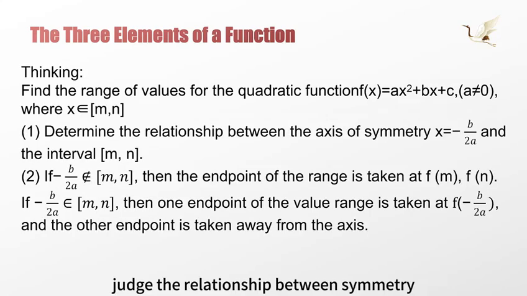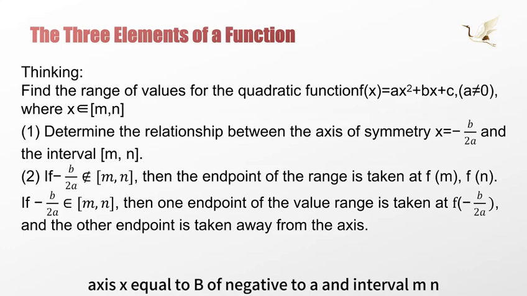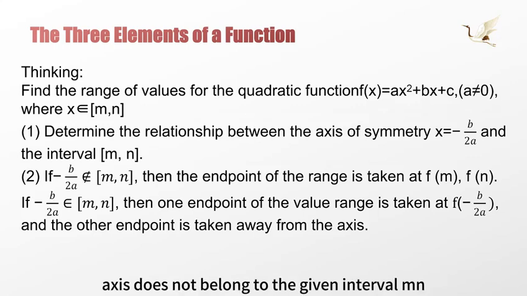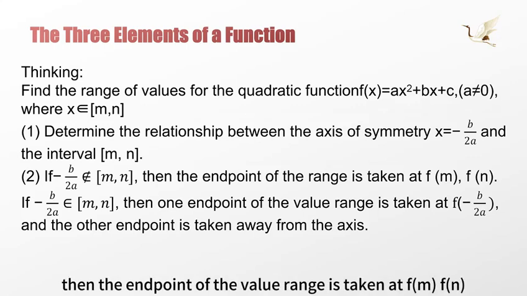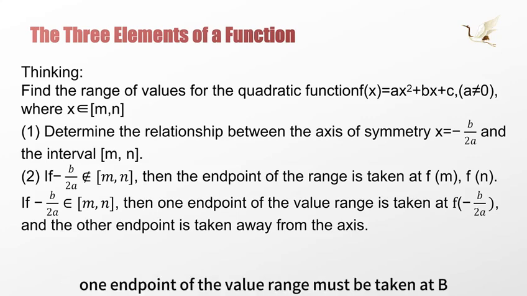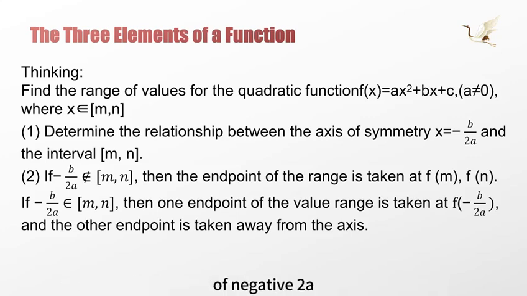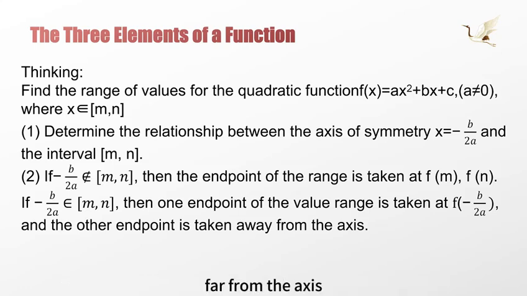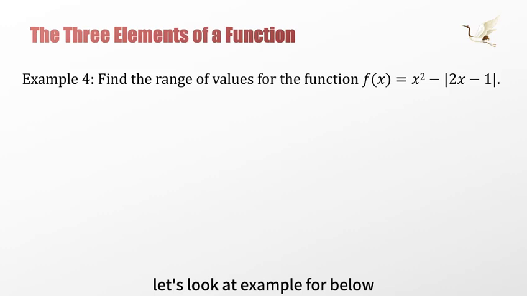Judge the relationship between the symmetry axis x equals negative b over 2a and the interval m, n. If the symmetry axis does not belong to the given interval m, n, then the endpoints of the value range are taken at f(m) and f(n). If negative b over 2a belongs to the given interval m, n, then one endpoint of the value range must be taken at f of negative b over 2a, and the other endpoint must be taken at the endpoint far from the axis. Let's look at example 4 below.